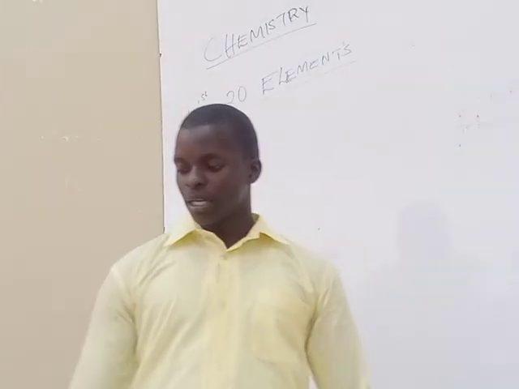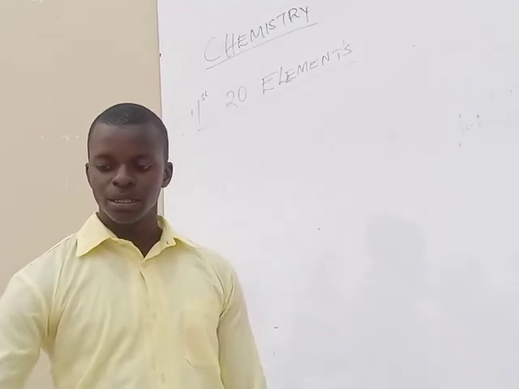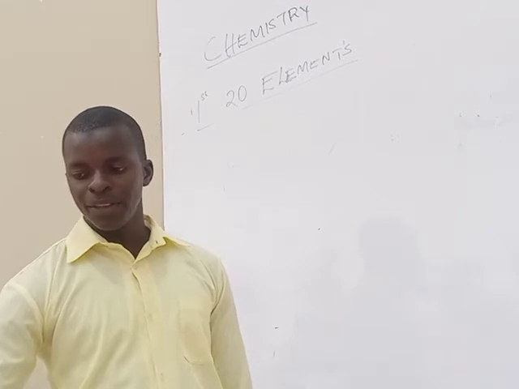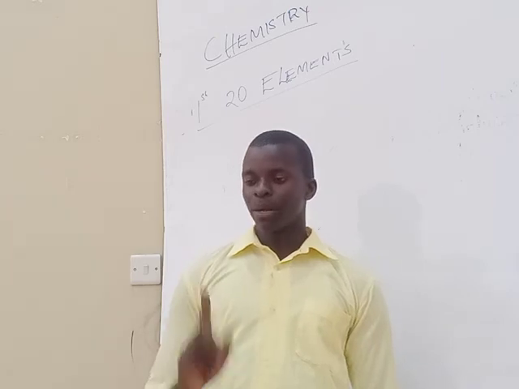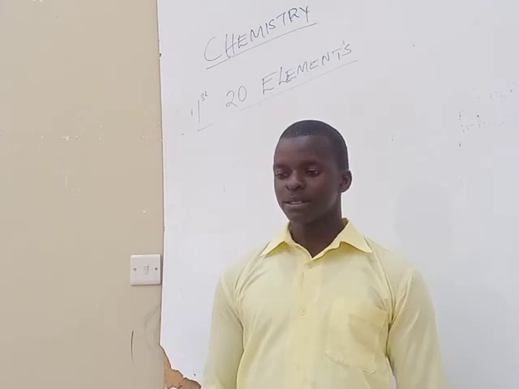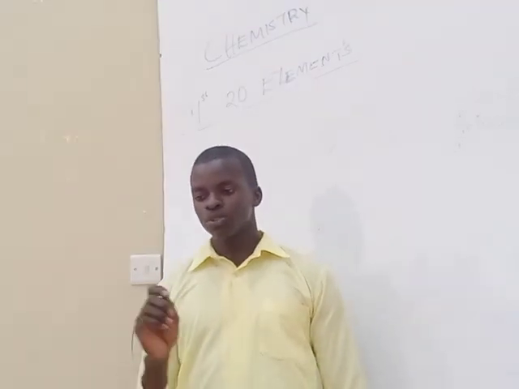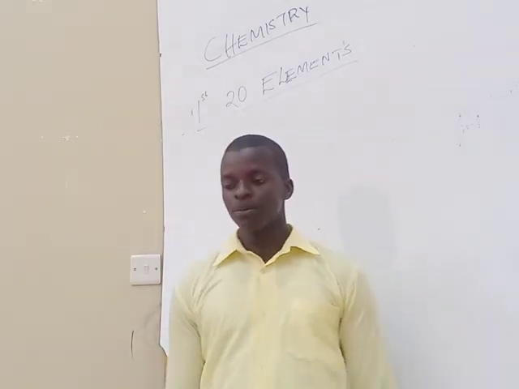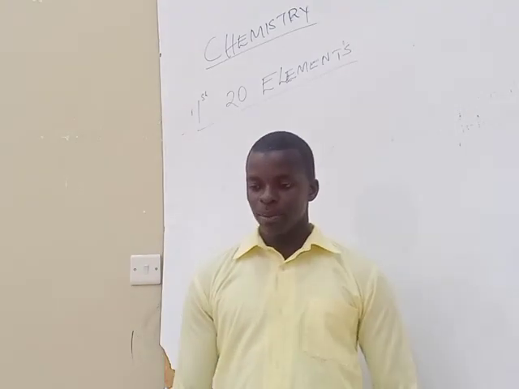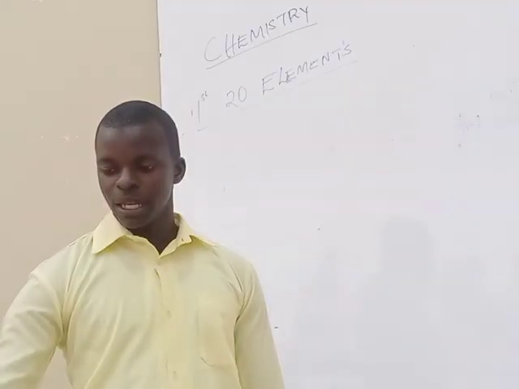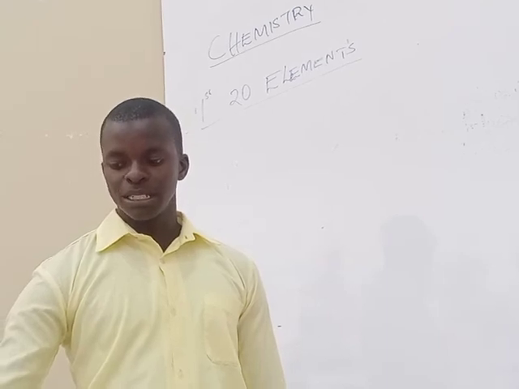Then we went further to look at the first 20 elements of the periodic table, where we had hydrogen being number one, helium number two, lithium number three, beryllium number four, boron number five, carbon number six, nitrogen number seven, oxygen number eight, fluorine number nine, neon number 10, 11 you have sodium, 12 magnesium, 13 aluminium, 14 silicon, phosphorus number 15, 16 we had sulfur, chlorine 17.